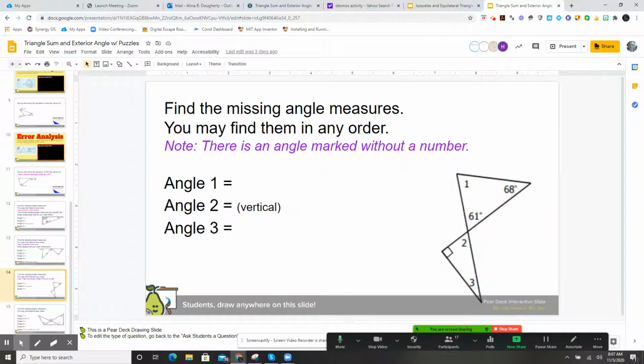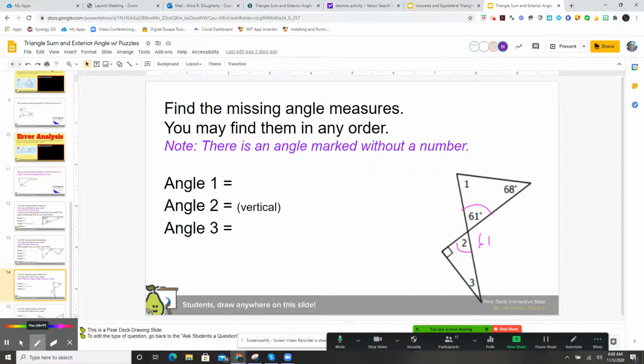Let's look at one more. Where would you start here? We'll actually solve this one. What would be the first angle you tried to find? Don't everybody talk at once. I would find angle 2. We could definitely find angle 1. So angle 2 is 61.